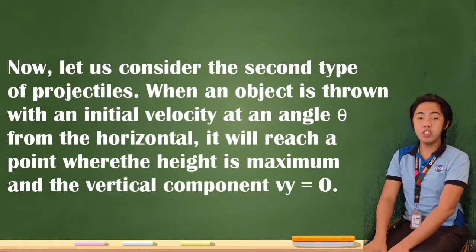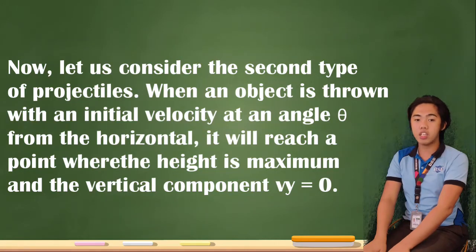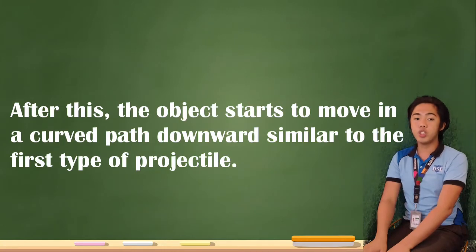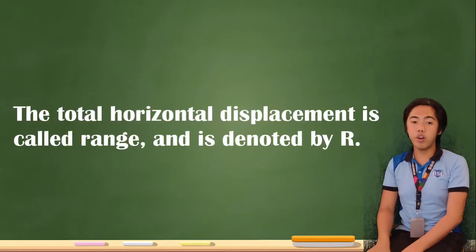Now, let us consider the second type of projectiles. When an object is thrown with an initial velocity at an angle from the horizontal, it will reach a point where the height is maximum and the vertical component Vy is equal to 0. After this, the object starts to move in a curved path downward, similar to the first type of projectile. The total horizontal displacement is called range and is denoted by r.